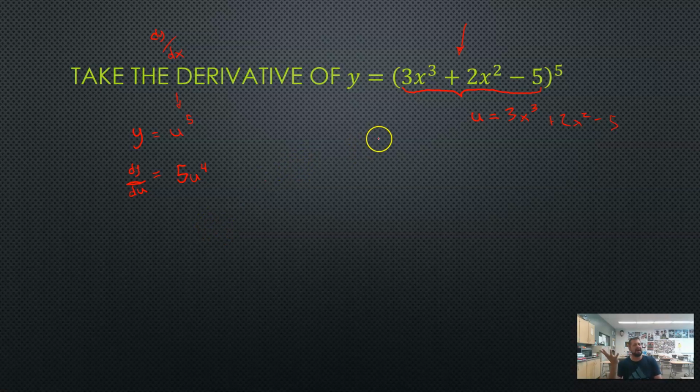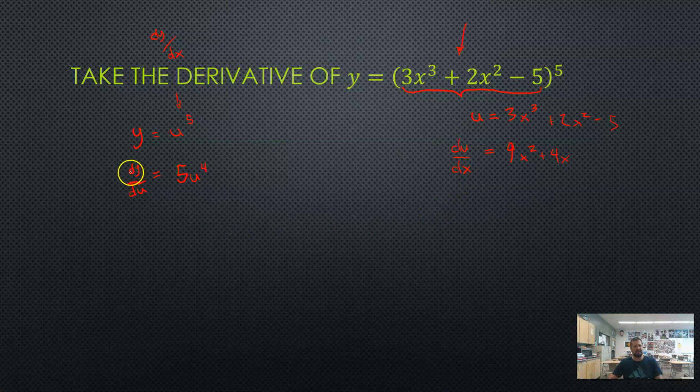Well, this next step, I don't know necessarily why you would know to do this, but if I took the derivative of what I let u equal, so I had 9x squared plus 4x is my derivative there, notice that that would equal du dx.